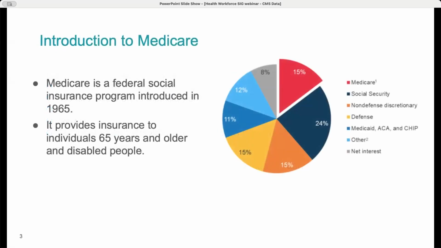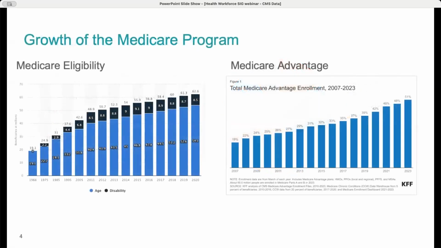So as an introduction to Medicare, Medicare is a federal social insurance program that was introduced in 1965, and it provides insurance to individuals 65 years and older and disabled people. And it's a considerable share of the federal budget, about 15%. The program has been growing over many years now.